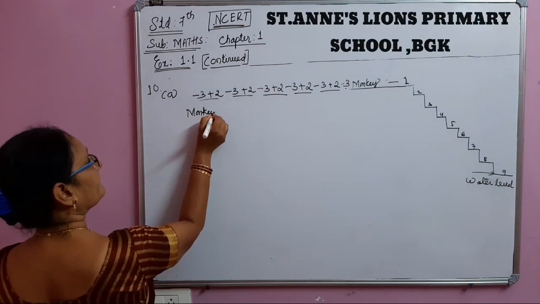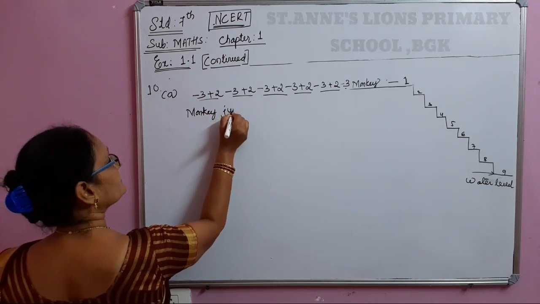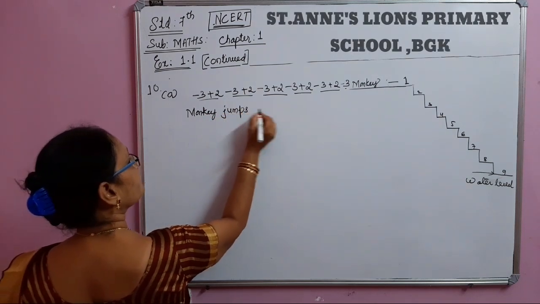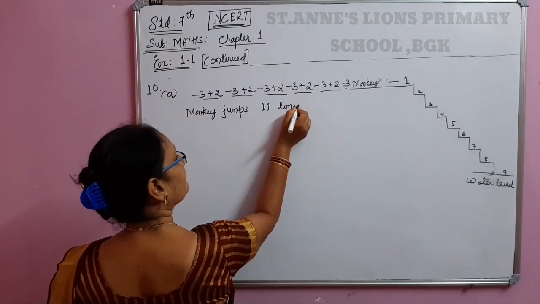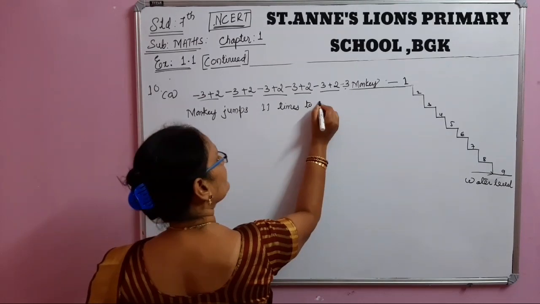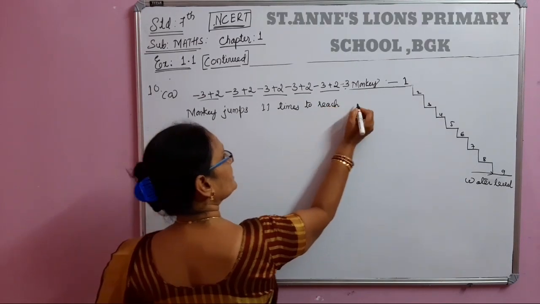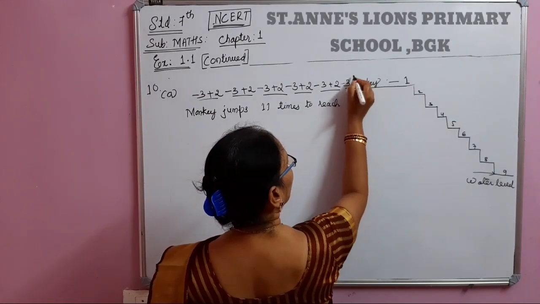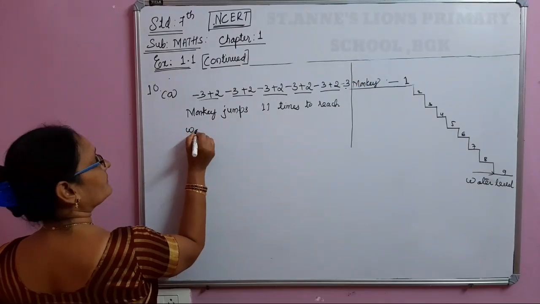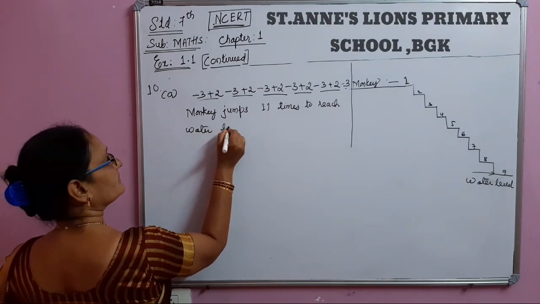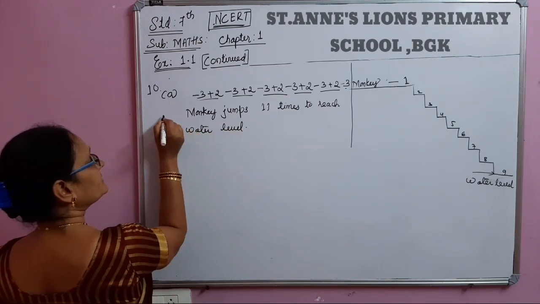Monkey jumps 11 times to reach water level. Okay, this is what?